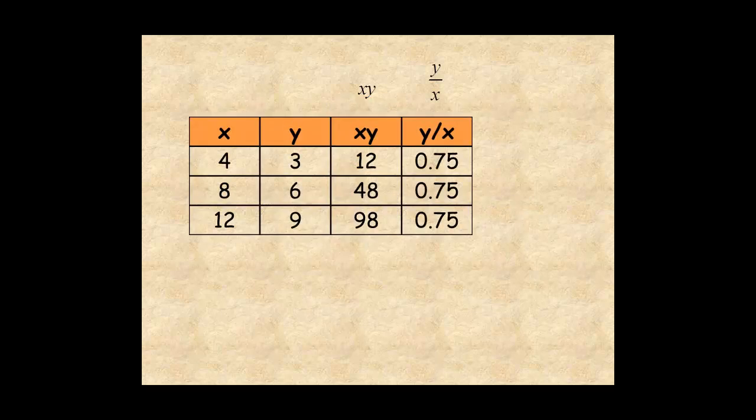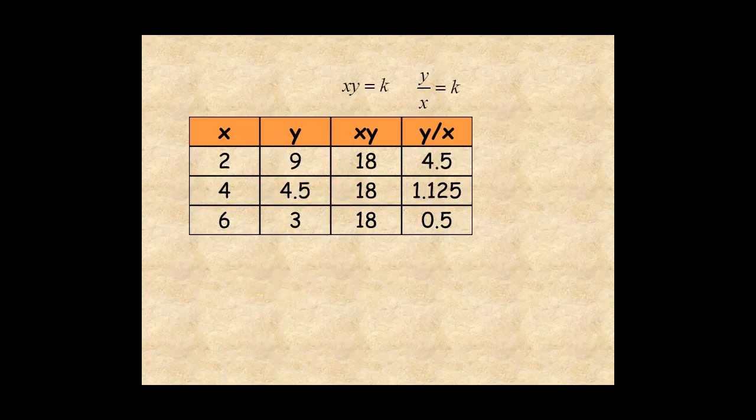So if you have a table of data pairs, you can determine whether they are related by an inverse or direct variation by finding the product and the quotient of each pair. For this example, since the quotient is constant, these values of x and y are related by the direct variation y equals 0.75 times x. For this example, since the product is constant, these values are related by an inverse variation y equals 18 over x.